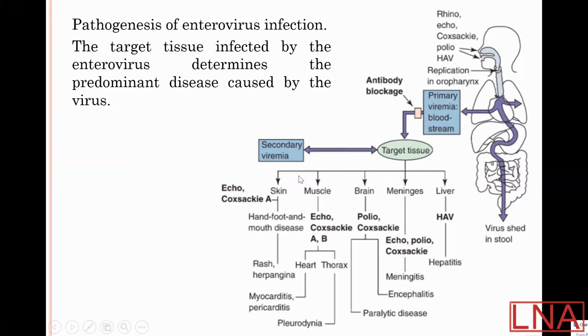Also, today we will talk about echo and Coxsackieviruses in different groups, and the target tissue can be muscles, for example, for Coxsackie A and B virus. In the thorax it can cause pleurodynia, and we observe breathing problems, like the devil catching the breath, and the heart with viral myocarditis and pericarditis. Skin also can be infected, and we know it as hand, foot, and mouth disease caused by enterovirus members.